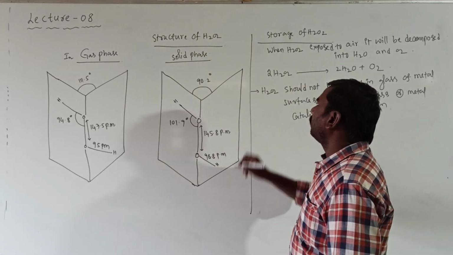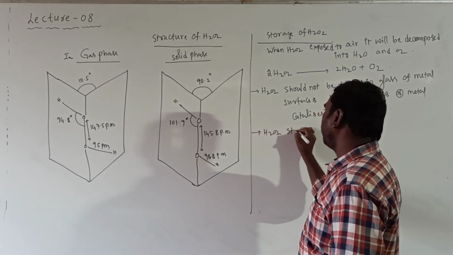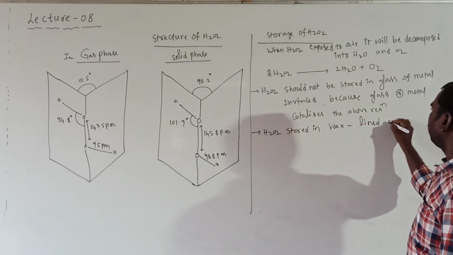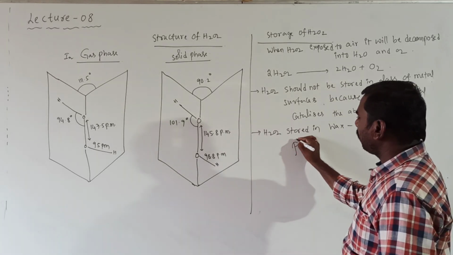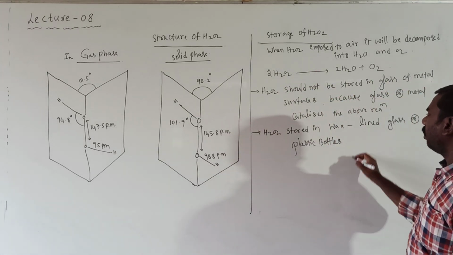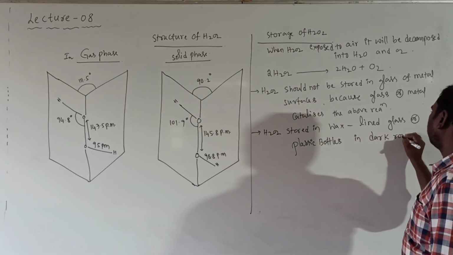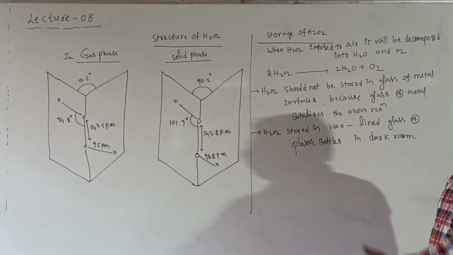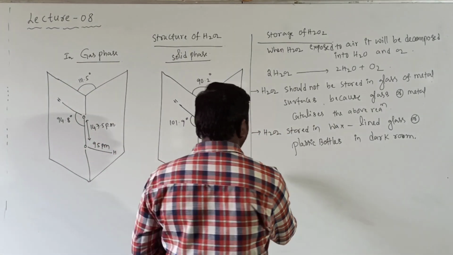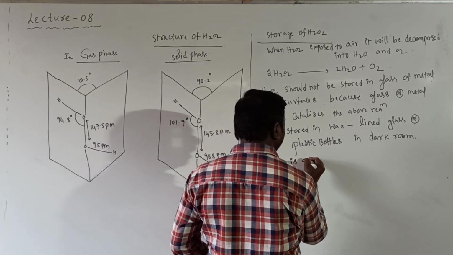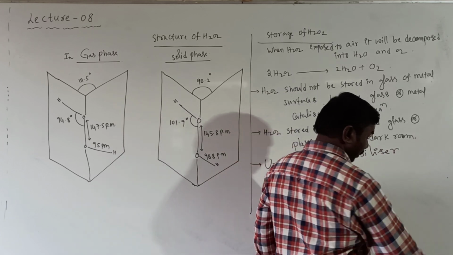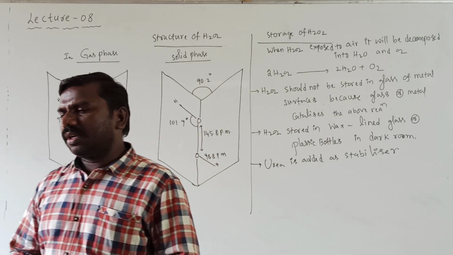That's why H2O2 is stored in wax lined glass or plastic bottles to prevent the decomposition. Bottles are kept in a dark room in absence of air, otherwise it will be decomposed, right? This is the storage of hydrogen peroxide. Urea is added as a stabilizer. It means to make it stable, urea is the chemical added.